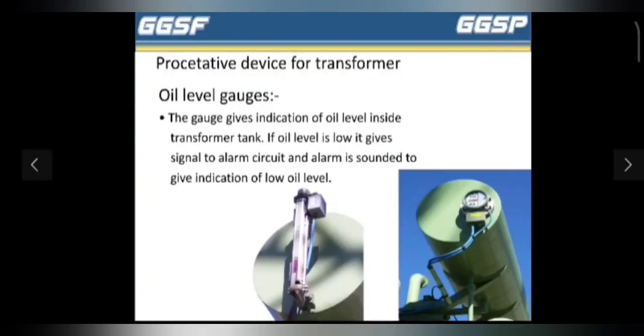Protective devices for transformer. Oil level gauge. The gauge gives indication of oil inside transformer tank. If oil level is low, it gives signal to alarm circuit and alarm is sounded to give indication of low oil level.